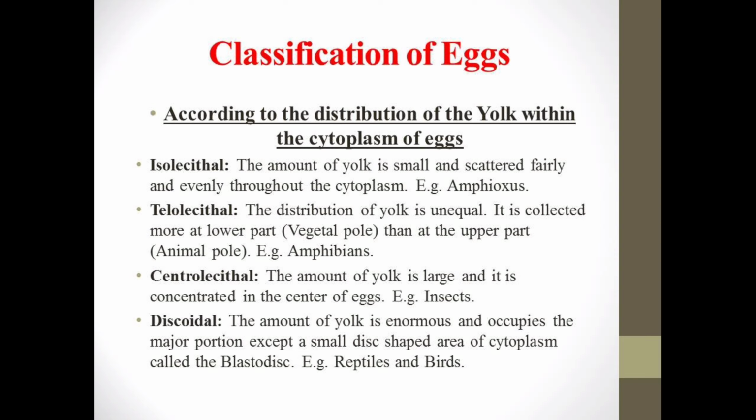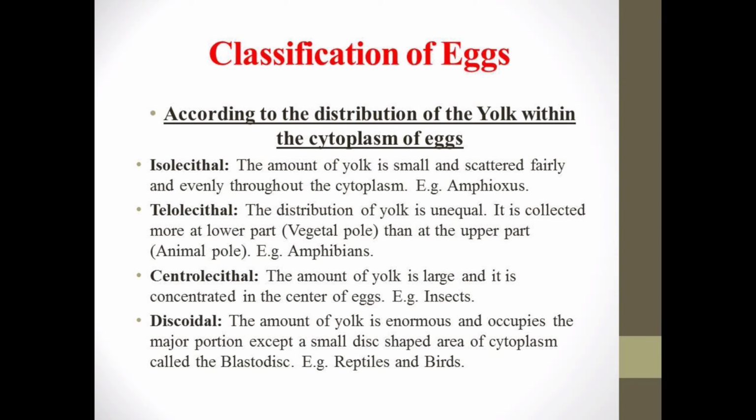Before moving forward, I would like to tell you about the two poles or the zones present in the developed egg. First one is the animal pole, where the nucleus is accumulated, and the vegetal pole is a pole or an area where the polar bodies are accumulated within the egg.